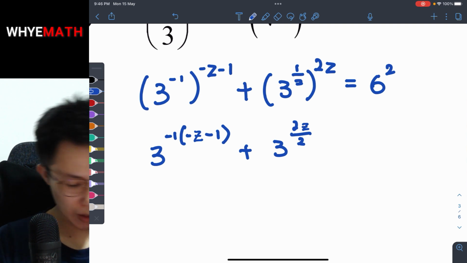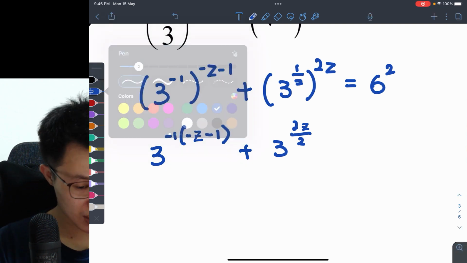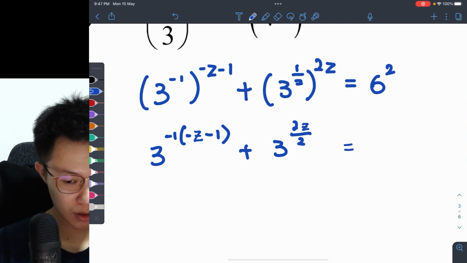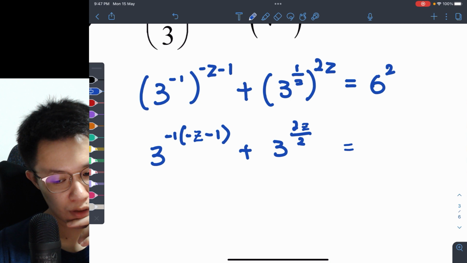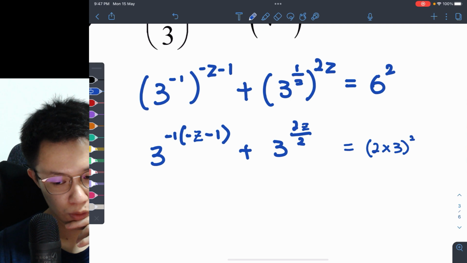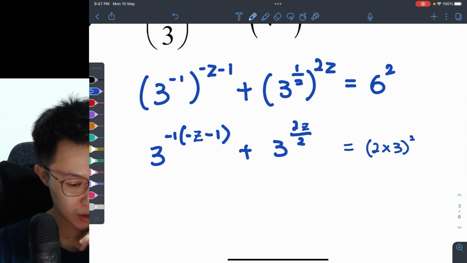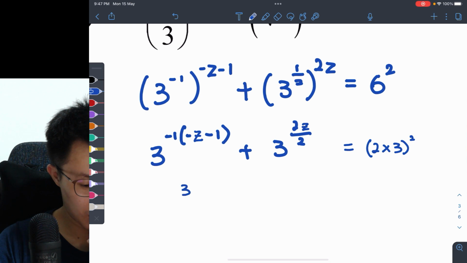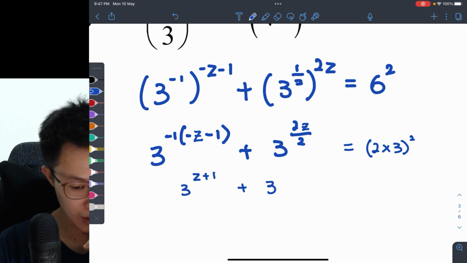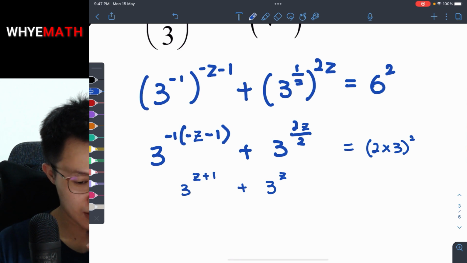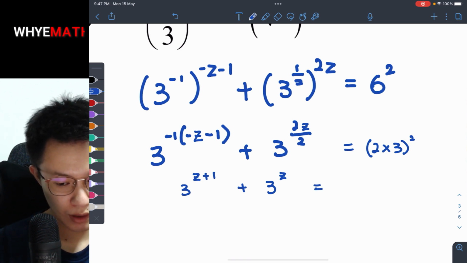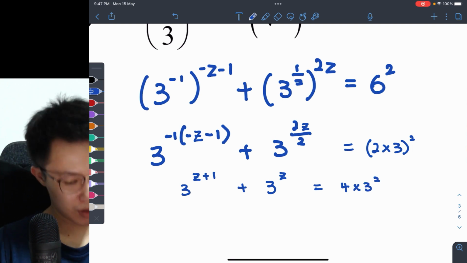the right side. If I want to make base 3, it's a bit challenging, but we can still give it a try. Can I have 2 times 3 to the power of 2? That's totally fine. So from here we will have 3 to the power of z plus 1, plus 3 to the power of z, because we can just simply reduce that, and this will give me 4 times 3 to the power of 2. I know it's a bit weird, but we're going to see how this goes.